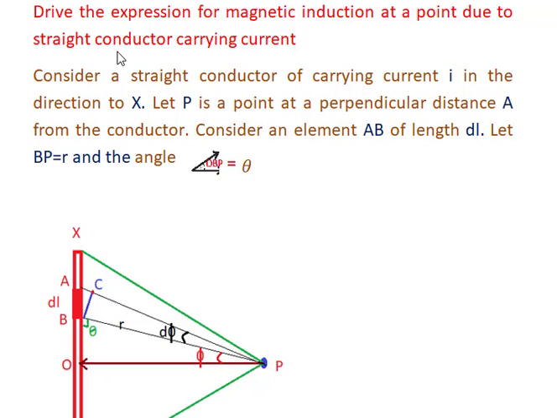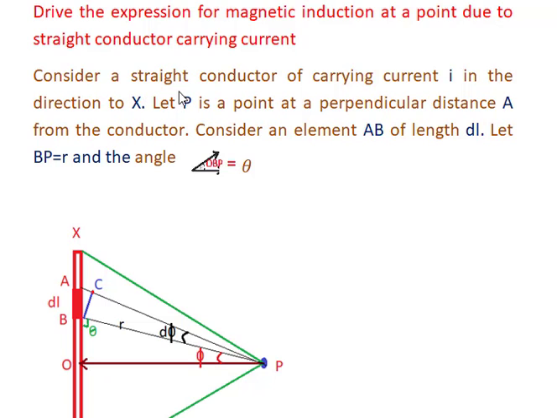Our aim is to derive the expression for the magnetic induction at a point due to a straight conductor. The point may be nearer to the wire or far away from the wire. So what is the magnetic induction at this point? If the distance varies, what happens to the magnetic induction value? We are going to discuss this in this class.